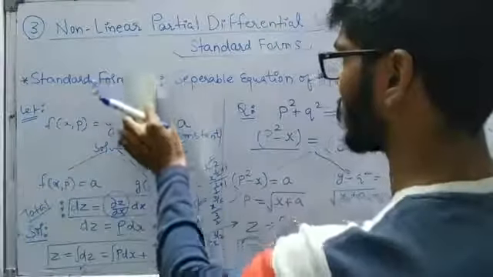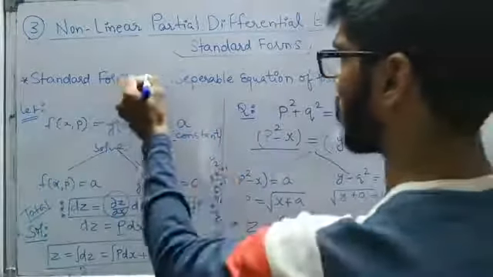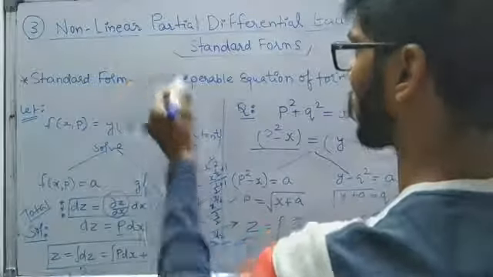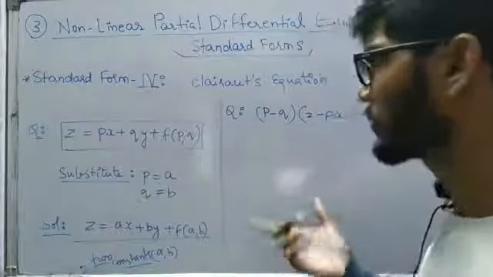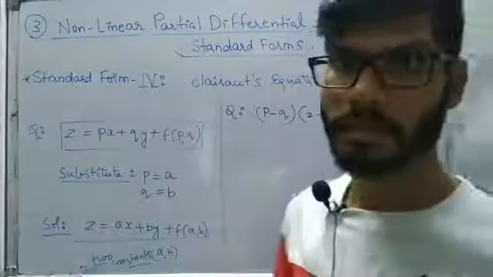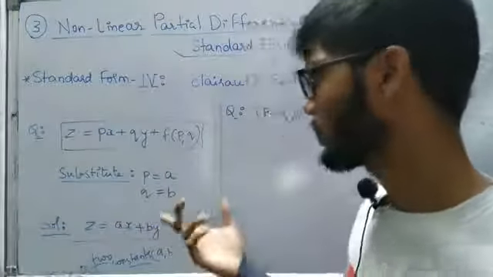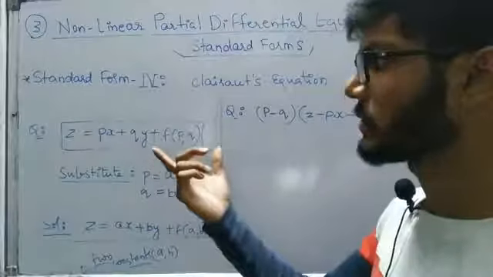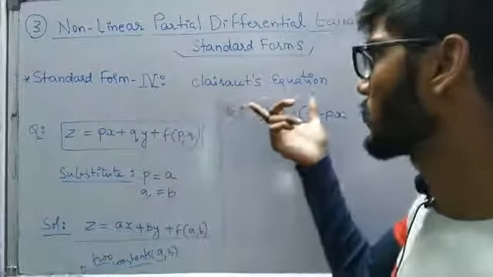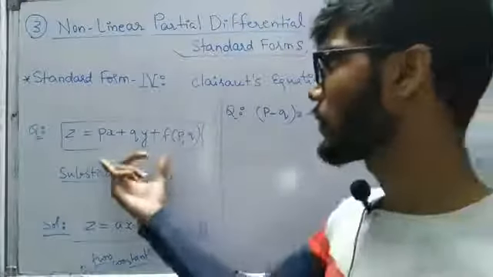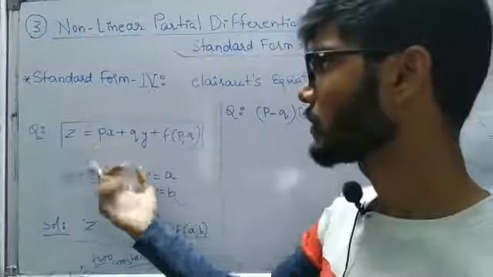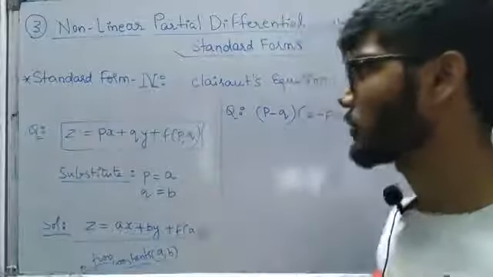And now let us have a look at our last, standard form number 4. Standard form 4 is nothing but Clairaut's equation, and this is the simplest of all 4, because we are going to have the question directly in the Clairaut's equation form, and we are going to write the solution also directly, because the question is in the form z is equal to px plus qy plus function of p comma q.